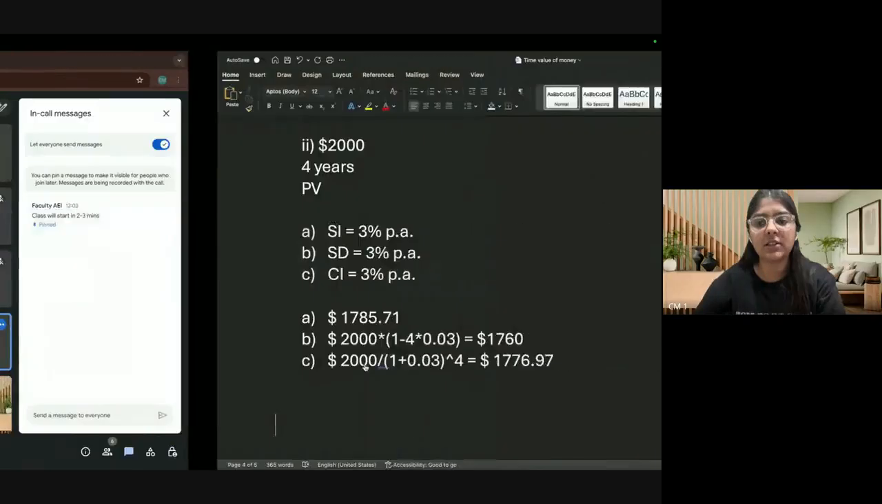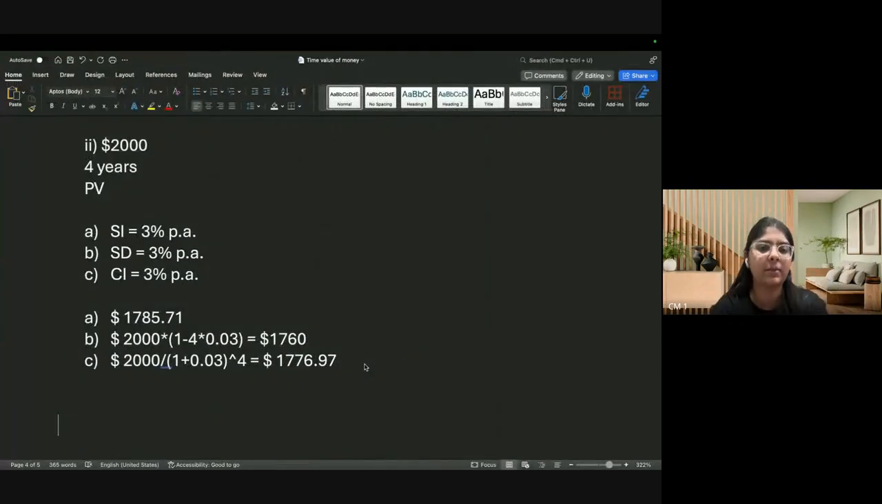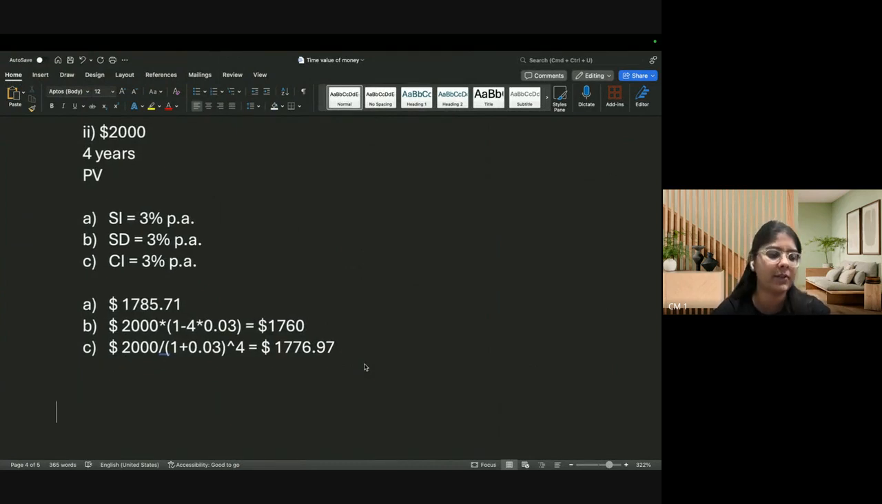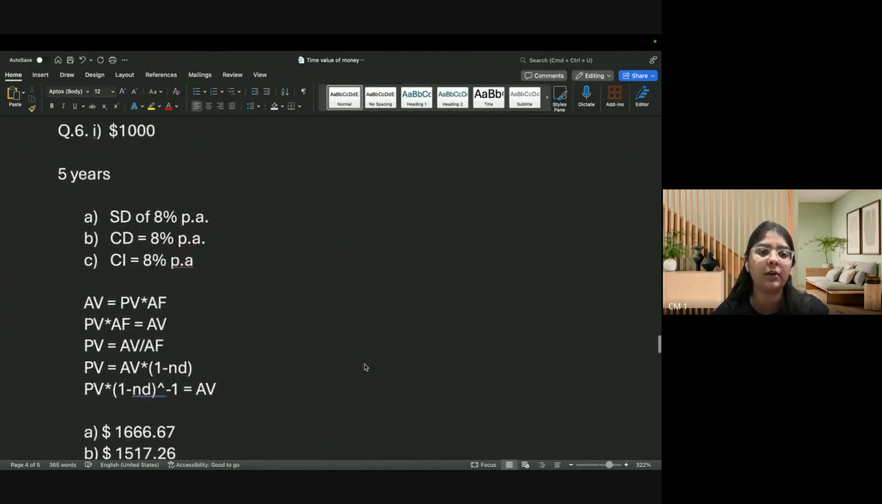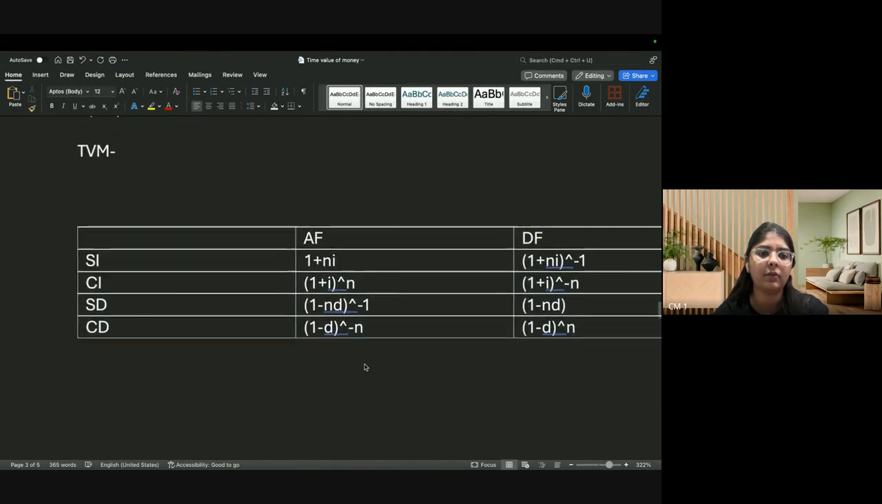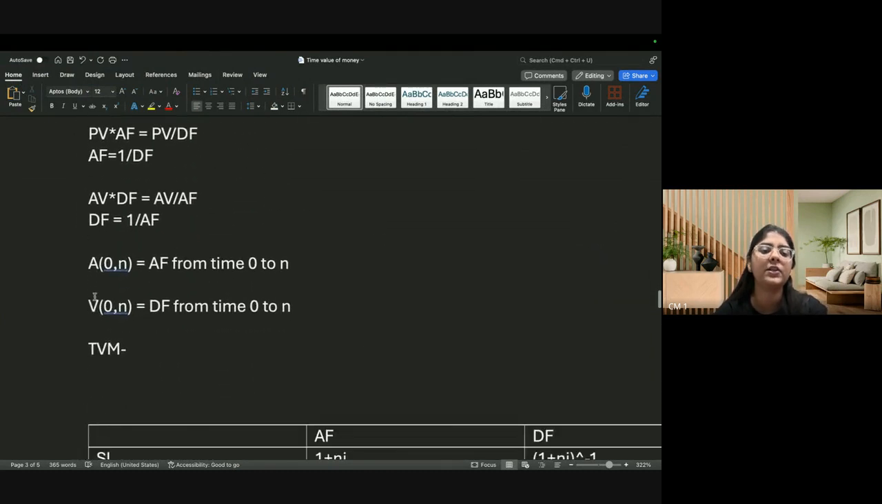Okay. I'll just give you one more concept and then just an overview, and we'll end the class. As we saw here, this v to the power n is the discounting factor from time 0 to N.